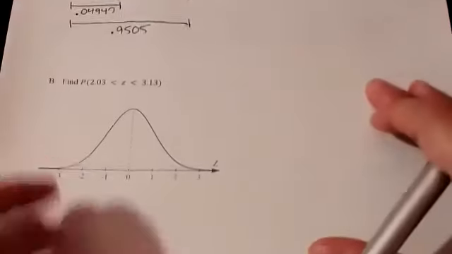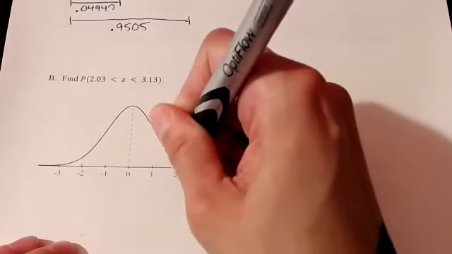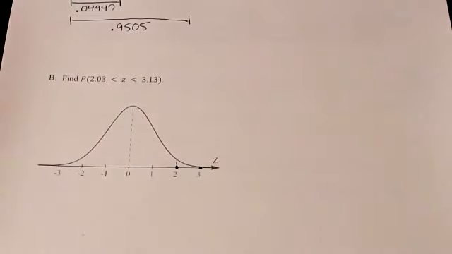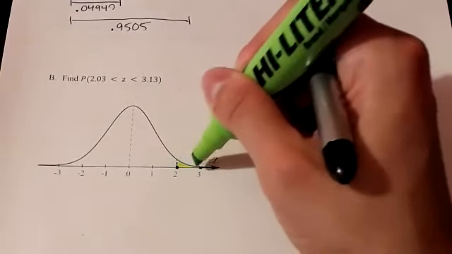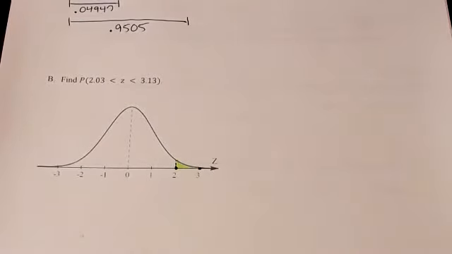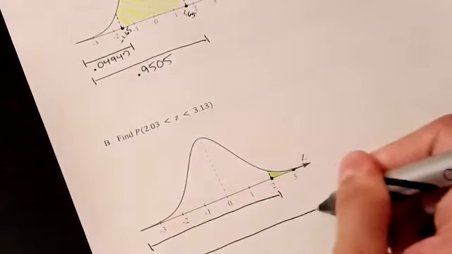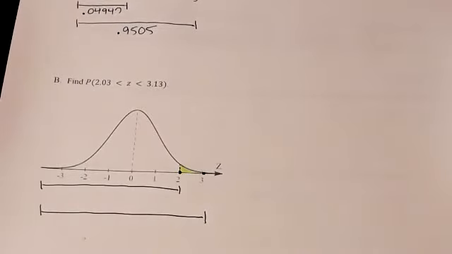Beautiful. So we are going to plot our points, 2.03. That's approximately here. It's practically on 2. And 3.13. So it's approximately here, which means we're shading this tiny little tail. We can already guess that that probability is going to be really, really small. When you look up the area to the left of a z-score of 2.03, I could just write out here what that looks like. When you use your table for 2.03, you get a probability of 0.9788.